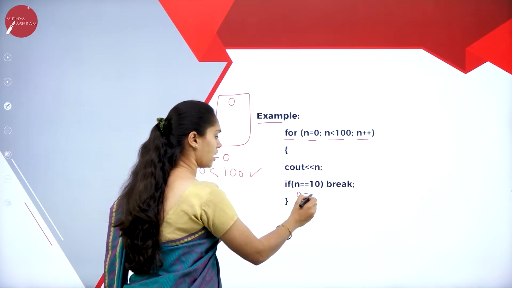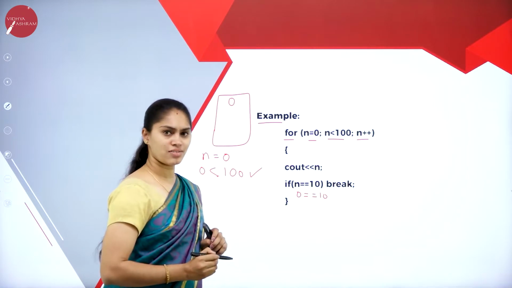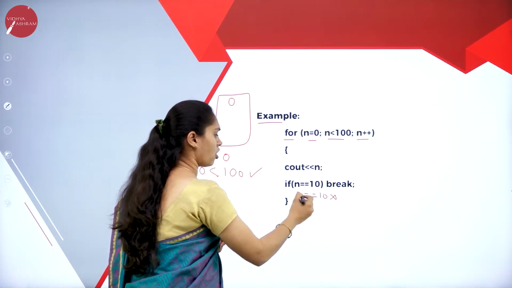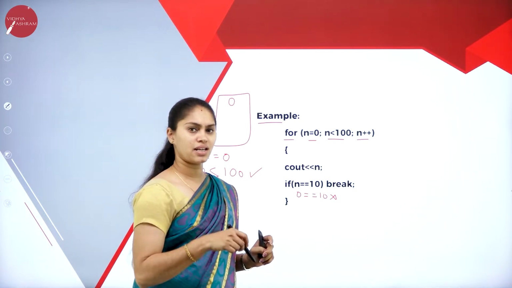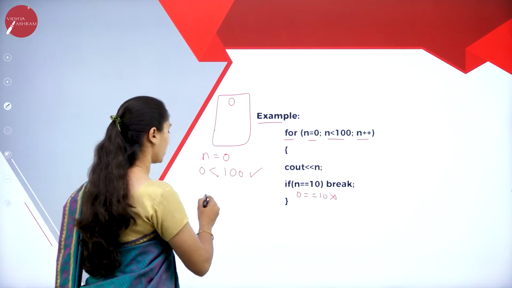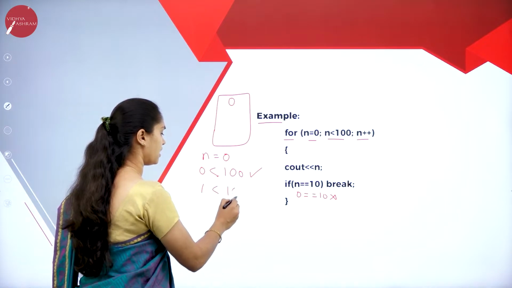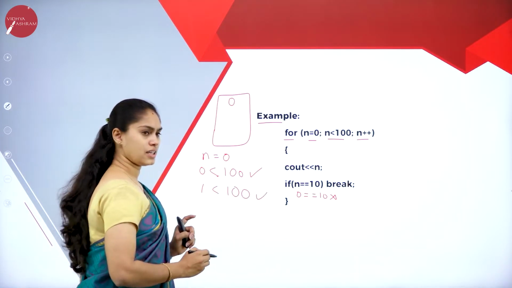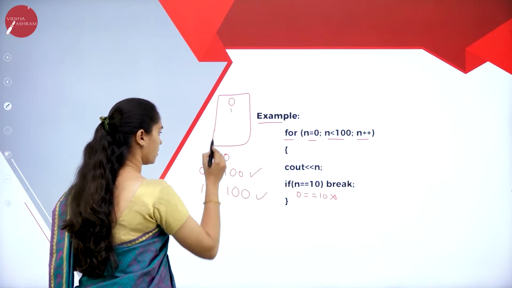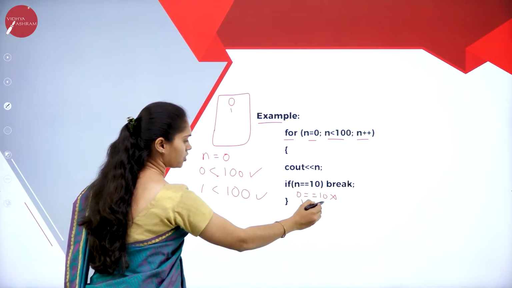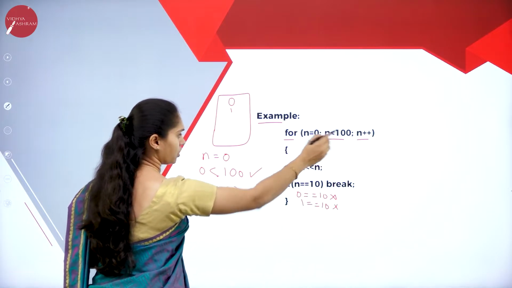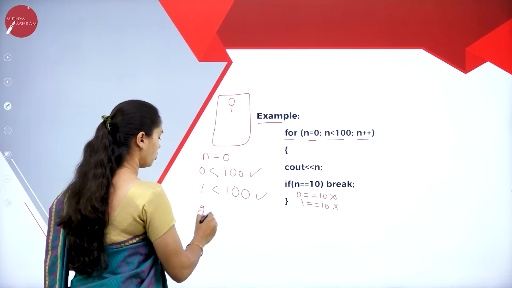Again it will come here and check: is 0 equal to 10? No. So if not, it won't execute the break. Again it will go here, and n will be incremented by 1. So now n value is 1. Is 1 lesser than 100? Yes, and again it will display the value of 1. Again it checks: is 1 equal to 10? No. Again n will be incremented to 2.